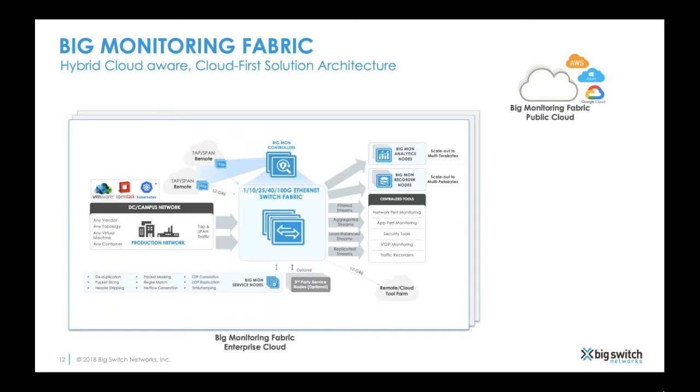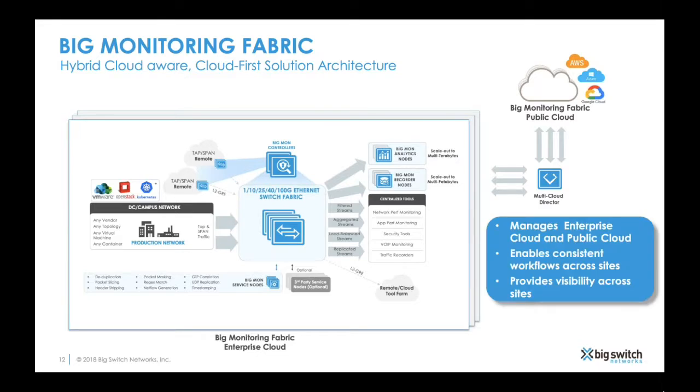Given that we have the same architecture, this is a screenshot of multiple private cloud deployments using Big Monitoring Fabric Enterprise Cloud. And then on the top right, you have the Big Monitoring Fabric Public Cloud, which is already available for AWS, and would be available for Azure and other clouds in the future. The way we would provide a single pane of glass across all of these environments is via an element called MultiCloud Director. MultiCloud Director will be the single pane of glass entity that would manage all your private cloud or enterprise cloud deployments, as well as public cloud deployments.